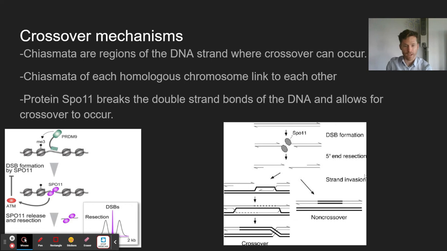So you got some diagrams here that kind of show that. Here we have the Spo11 clicking onto the DNA and then breaking it open.